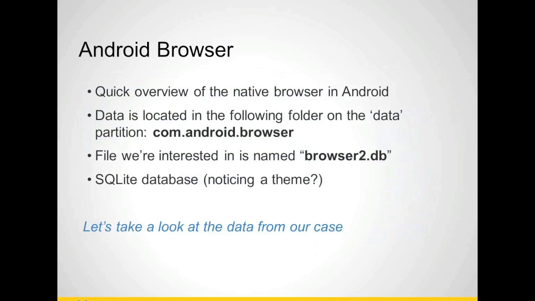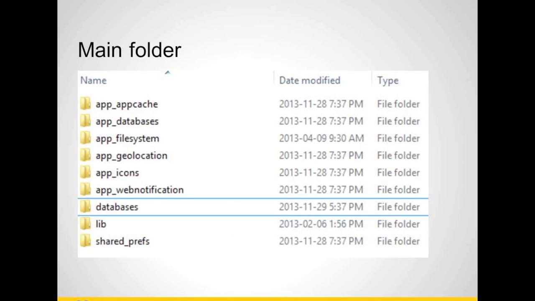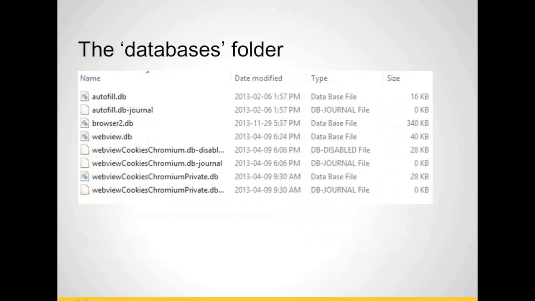So we'll take a look at some data here as well. This is the main folder. There's a bunch of app folders there, so if you have different plugins or Chrome extensions, you'll see some information there for those different apps, the databases folder, and then some shared preferences. Under the databases folder, we've got a few databases again, and the browser2 file is the one that will contain most of the information that we're interested in, but you can find some cookie information, some of the other files that are there, and then some autofill information that's saved by Chrome.